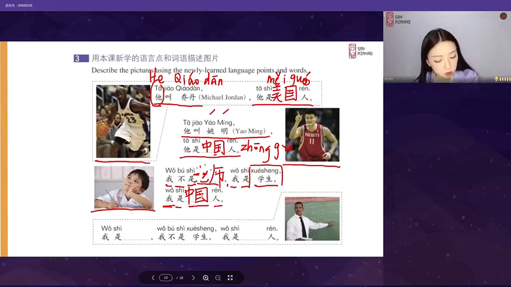我不是老师,我是学生,我是中国人。Okay, pay attention to 学生, 生 is the neutral tone. We should read it soft and quick. Last one. You can see here, he looks like a teacher, right? He looks like a teacher. Okay, now let's see.